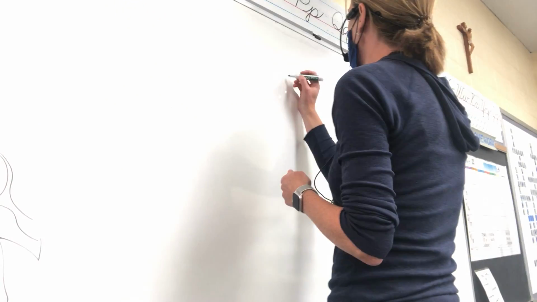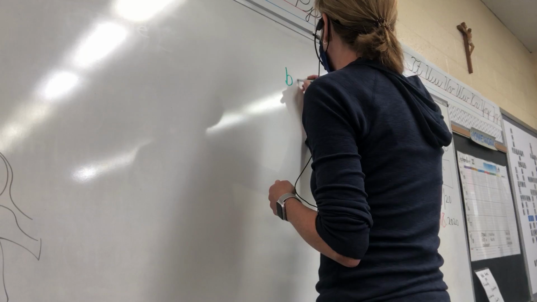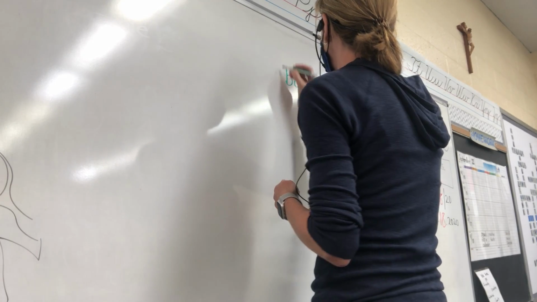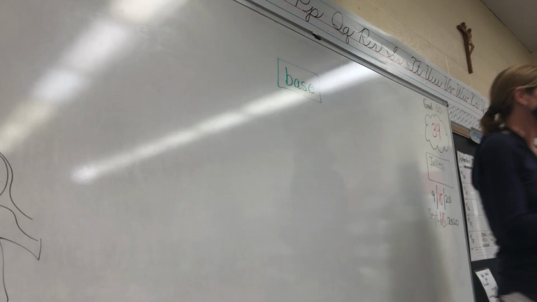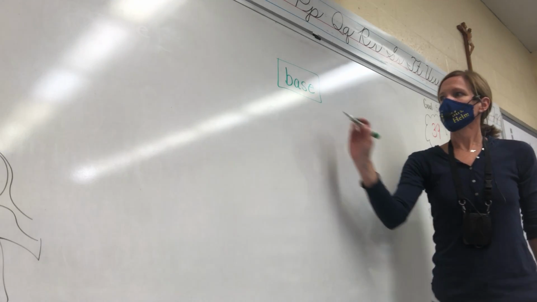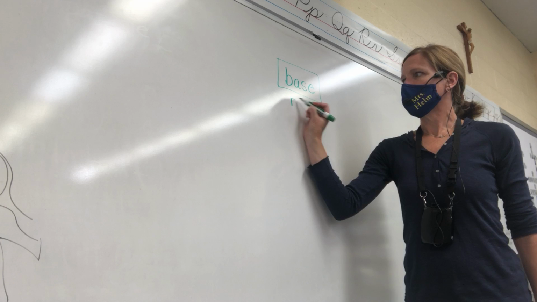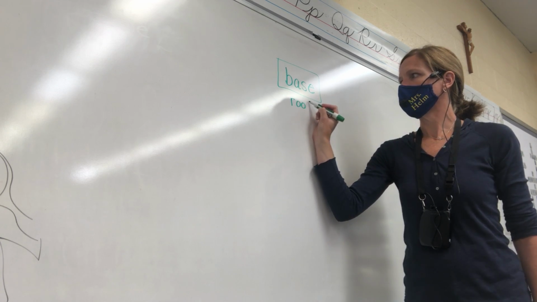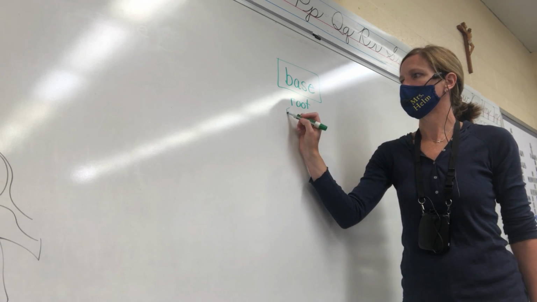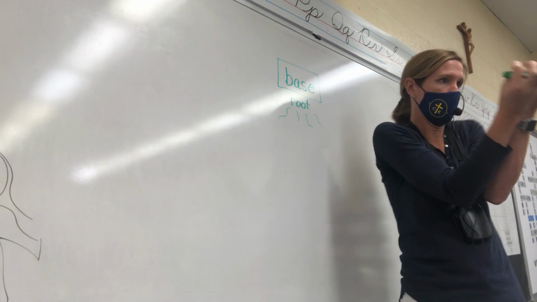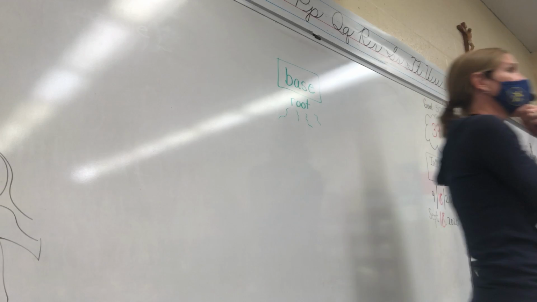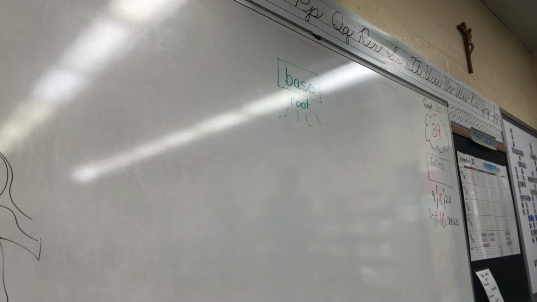I want you to write the word base. Base. Kind of like a baseball base. Sometimes I'll call the word base, I might also say the word root, okay? Or the root. Like roots on a tree. The root is what holds that tree down into the ground, right? A root holds the tree in.